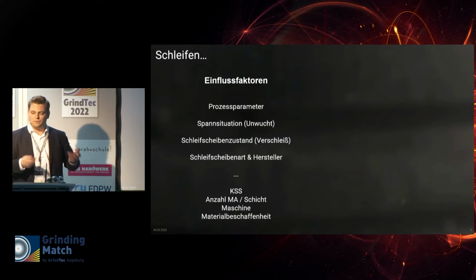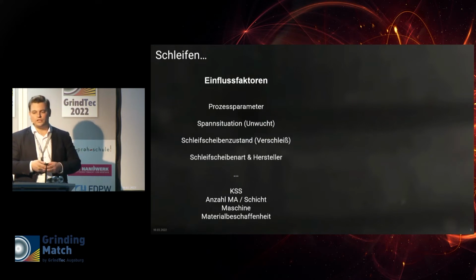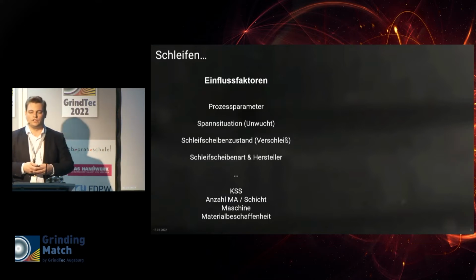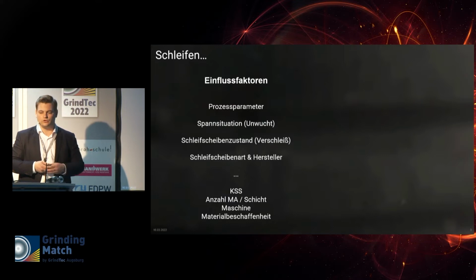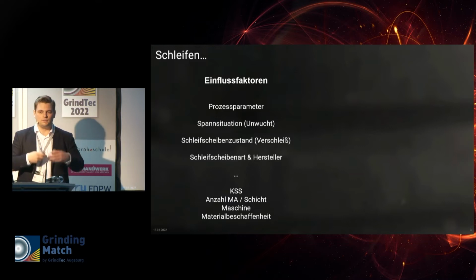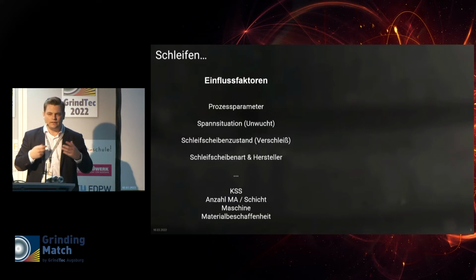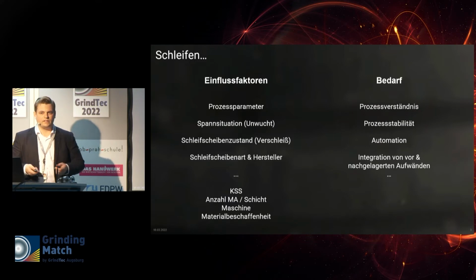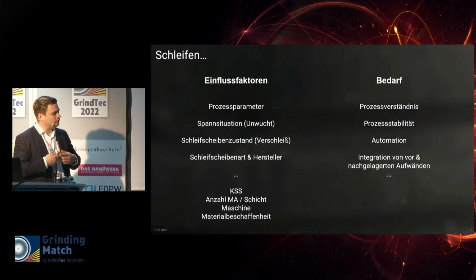There are influencing factors and determinants like the process parameter as such, the clamping situation, the state of the grinding disc, the type of the grinding disc, of course, with different effects, and further process determinants like lubricoolant, the employee, the operator, the time of the shift, the machine influence, and the material condition. So these are all criteria to be controlled by the grinder. And that's why you would like to have an understanding of the process.